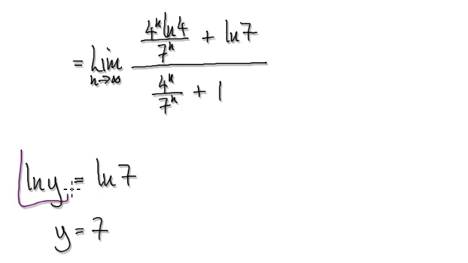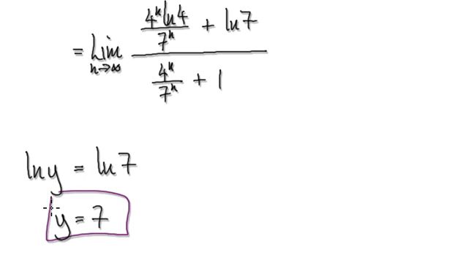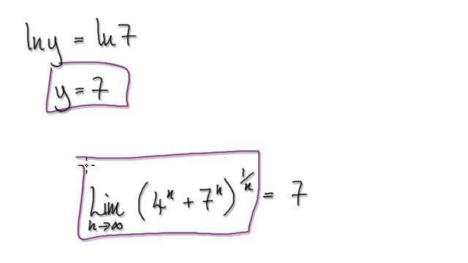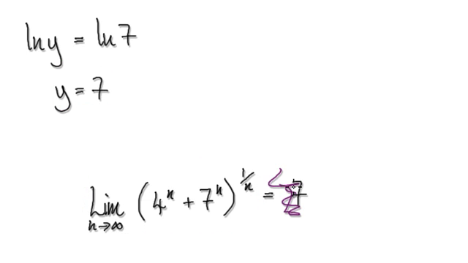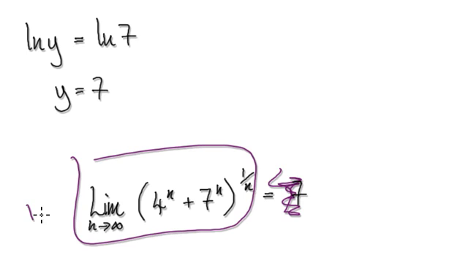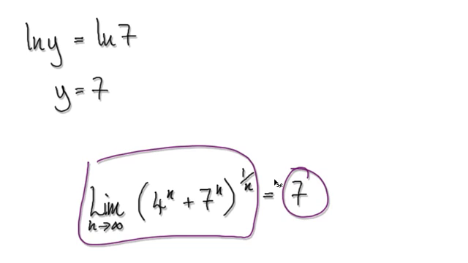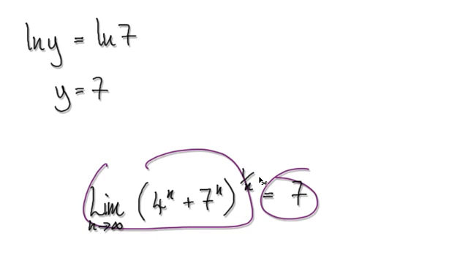So earlier we said natural log of y equals this thing here. So that will imply y equals 7, meaning the whole limit. Because originally we said let this thing here be y. So now that we know y is 7, we can say this whole thing here is 7. So the limit here is 7.